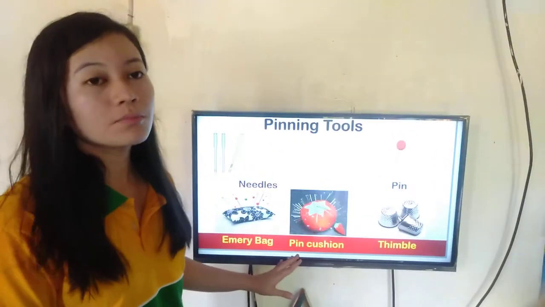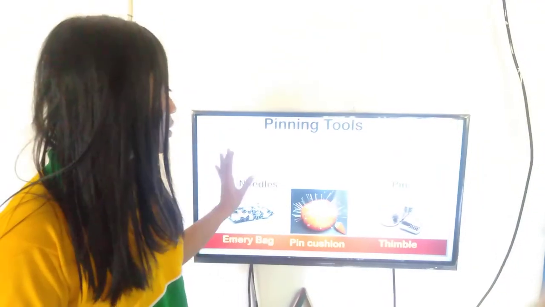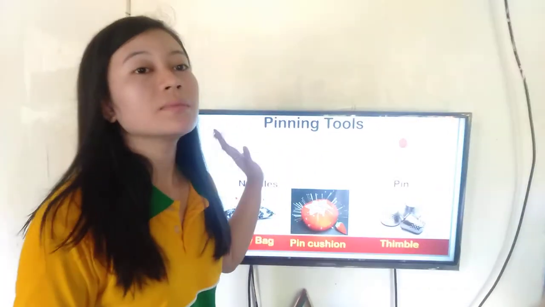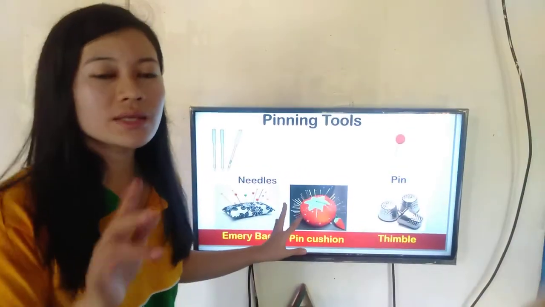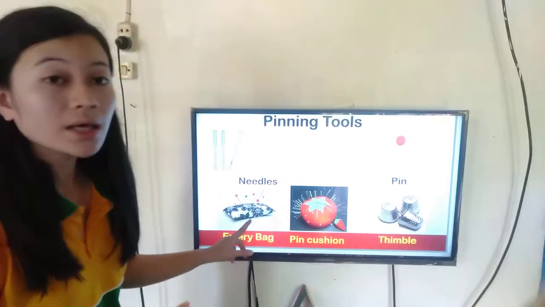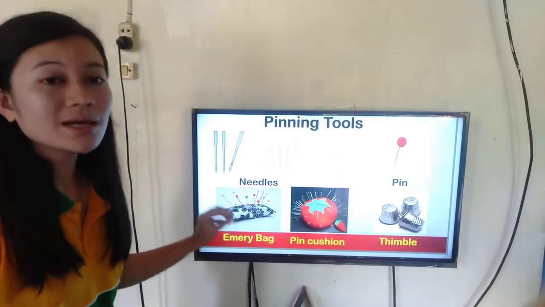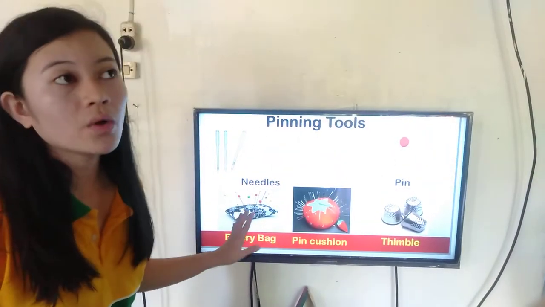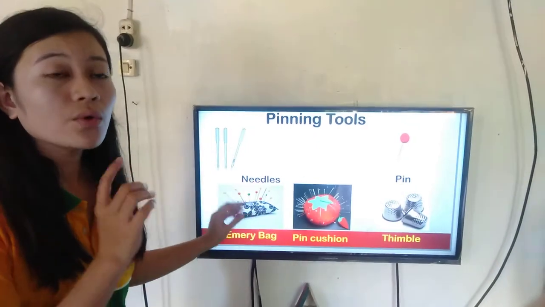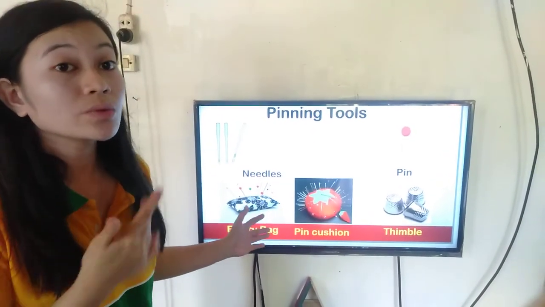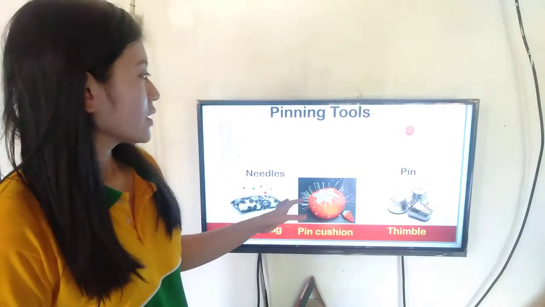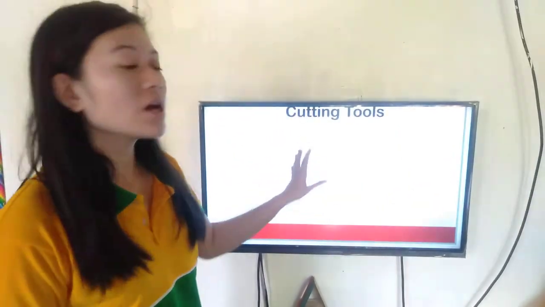Then emery bag and pin cushion, this will hold our needles and pins. They have quite the same function, but only emery bag, inside it is sand or powdered glass, so that our needles and pins will maintain their sharpness and be rust free. Then the last one, we have cutting tools.